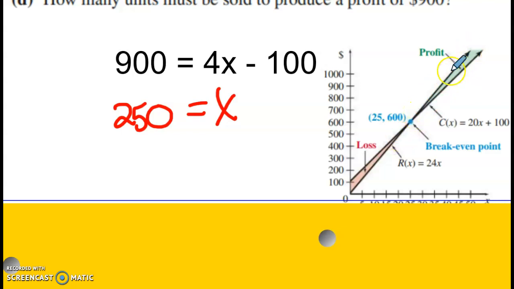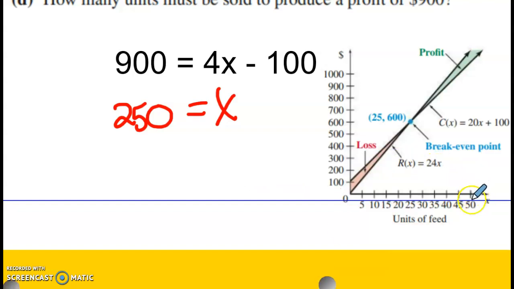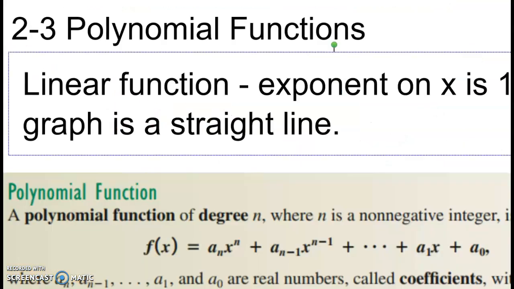Okay, where your revenue is above your cost, that's what we want. Okay. And we saw that if we got up to 250, which I can't see there, I only went up to 50. If this would go the whole way to 250, I would have a profit of $900. Okay. All right. That's all I wanted to do.